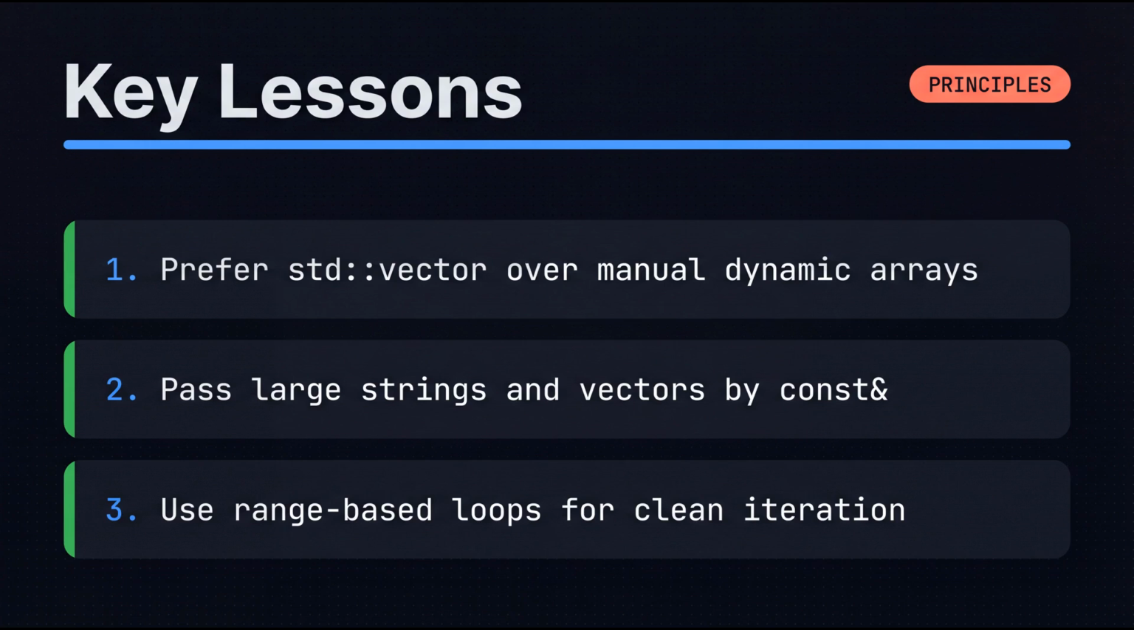Third, use range-based for loops for clean iteration. They're safer, shorter, and clearer than index-based loops. These 3 habits will make your code more idiomatic and less bug-prone.